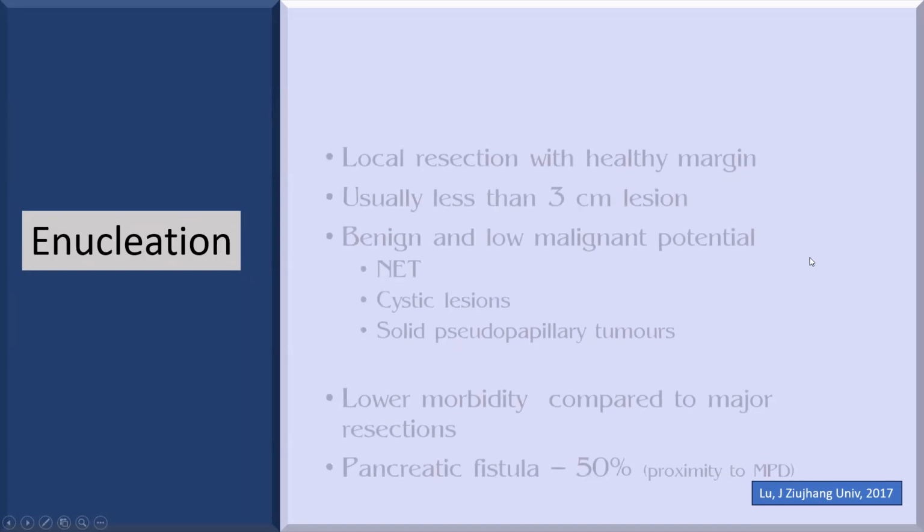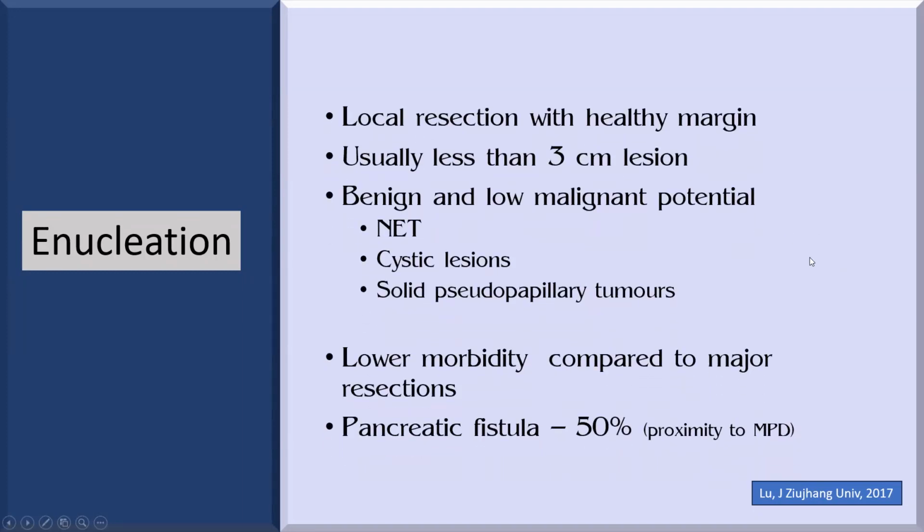Any guesses on what size it should be for enucleation? Can you enucleate a large mass? 2 centimeters. All right, fair enough. It's 3 centimeters. It's a local resection with healthy margins, usually for lesions less than 3 centimeters. And these tumors cannot be really malignant. Either they must be benign or tumors with low malignant potential. NETs are like that, cystic lesions and solid pseudopapillary tumors.